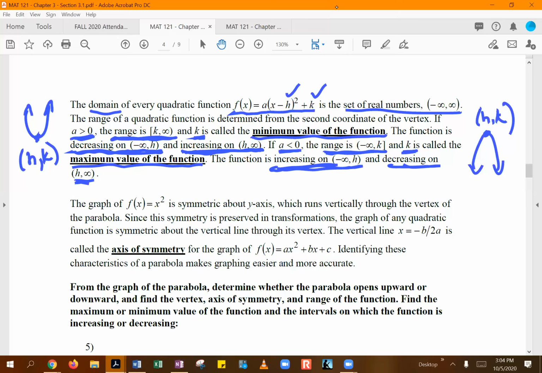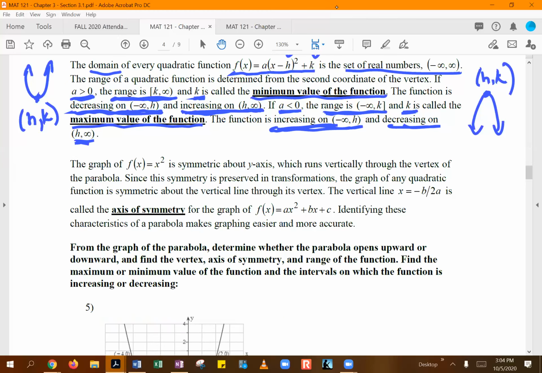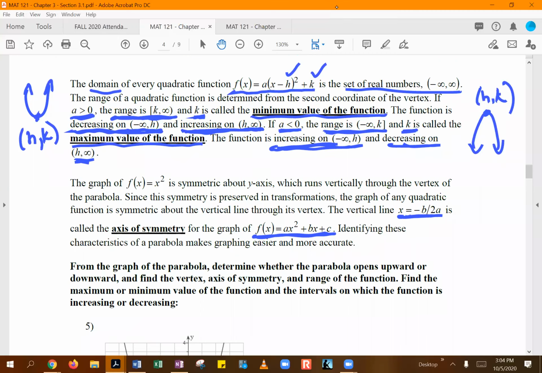We can come up with the maximum or the minimum value of our function. We can also see where our function will be increasing and decreasing. If your equation is given to you in the standard form, I would say start by finding your vertex first. Once you have your vertex, you can go ahead and calculate these things based on that value of the vertex.